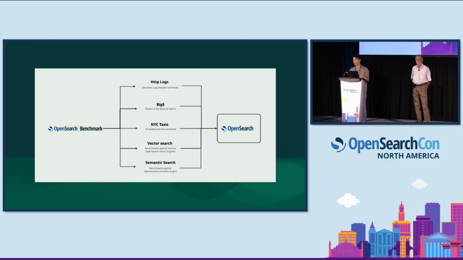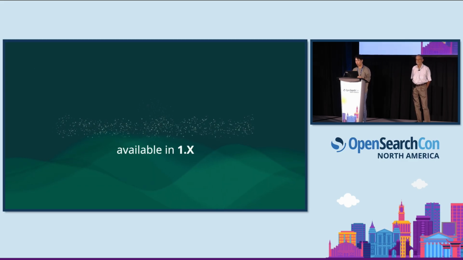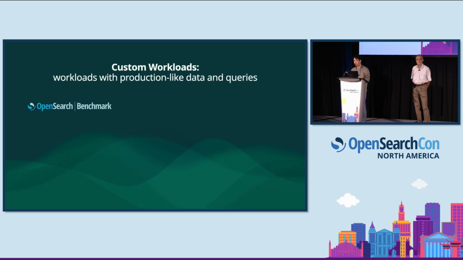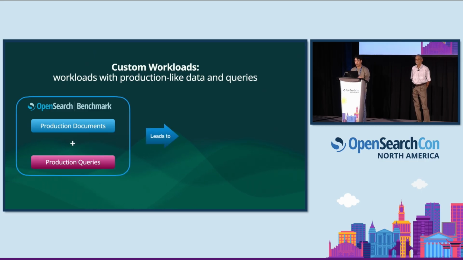So you come to us in office hours and you ask, hey, where are all the financial workloads? So we'll tell you, hey, you can use this different feature that exists since 1.0 called Create Workload, and you can create your own custom workload for your use case. How Create Workload works, basically you can point it to a production environment, and it will draw out all the production documents and allows you to attach any production queries that you might have. And OpenSearch Benchmark will wrap that into a workload that you can run in any test environment.